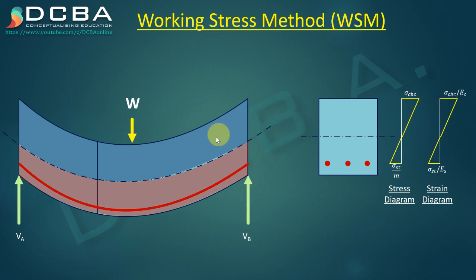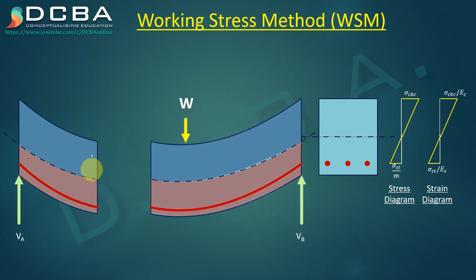Let us say I want to find the moment at this particular section due to this loading. For this case it will be VA into X, VA into this distance, okay. So this will give me the load moment, the moment that is generated because of the loading. For my section to be safe against this loading, it should generate an equal and opposite moment so that it can react against this. That is called the reactive moment.